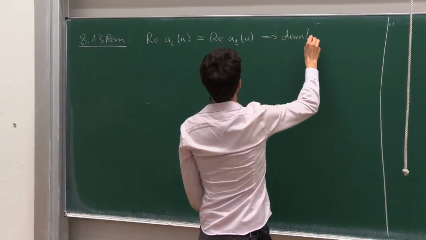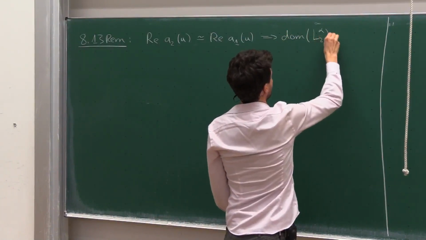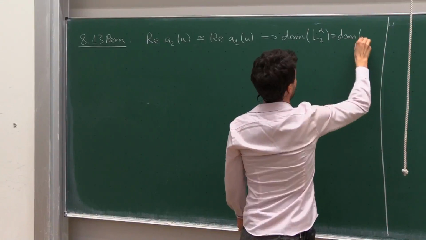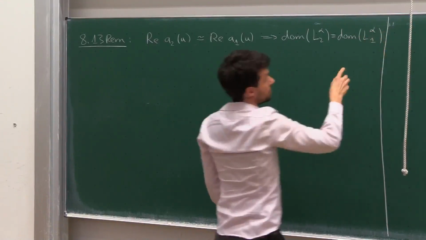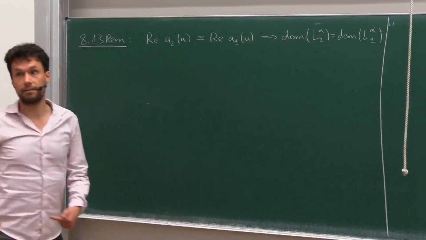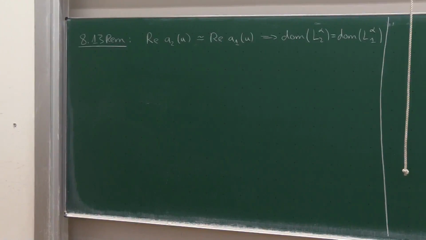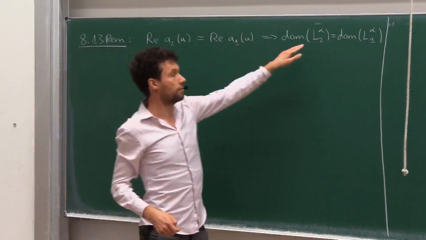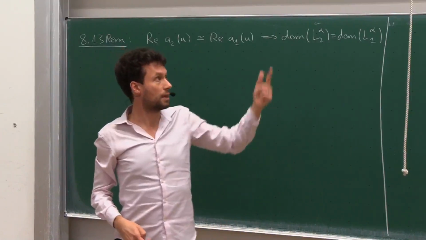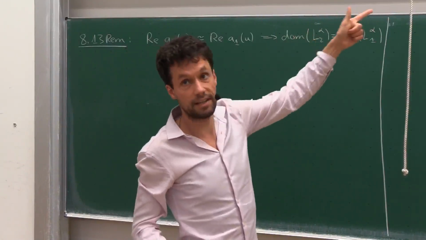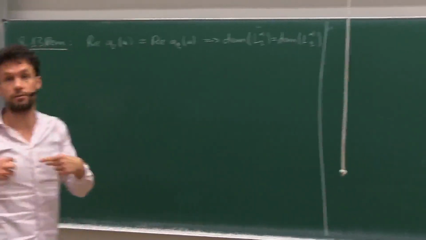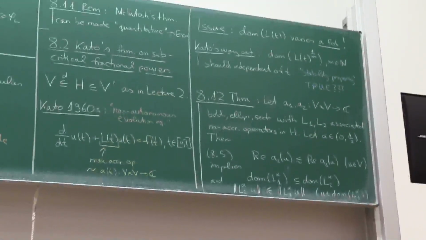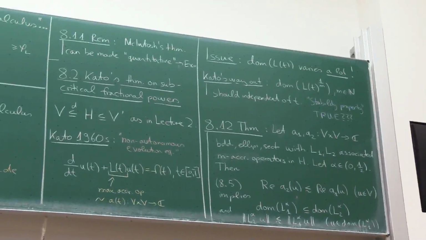the domain of L2 to the alpha is the same as the domain of L1 to the alpha, simply because I can apply the theorem in both ways. And so the two-sided comparability of quadratic forms gives equality of the fractional power domains, plus it gives the two-sided estimates for the fractional powers. So you can compare the L2 norms or the H norms of the fractional powers.